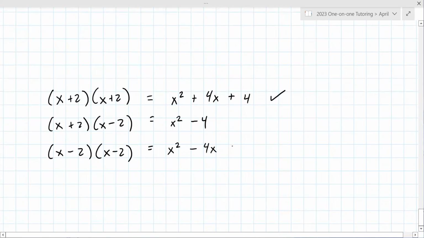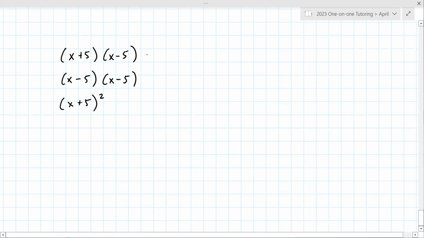Plus 4. Right, so if I'm going to give you a grouping of 3 again, what you should do is give me the two that are most the same first. You don't have to do them in this order. Okay, so these are all correct. Let me give you another one here. Let's go (x + 5)(x - 5), (x - 5)(x - 5), (x + 5) squared. Go ahead and try working these out, please.